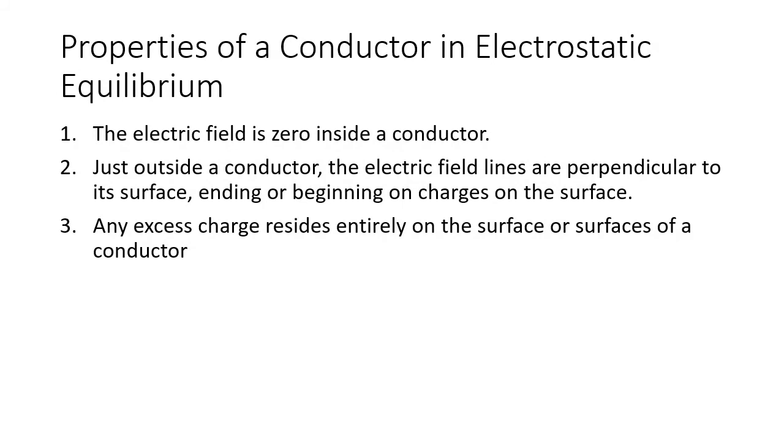Properties of a conductor in electrostatic equilibrium. The electric field is zero inside a conductor. Just outside a conductor, the electric field lines are perpendicular to its surface, ending or beginning on charges on the surface. Any excess charge resides entirely on the surface or surfaces of a conductor.